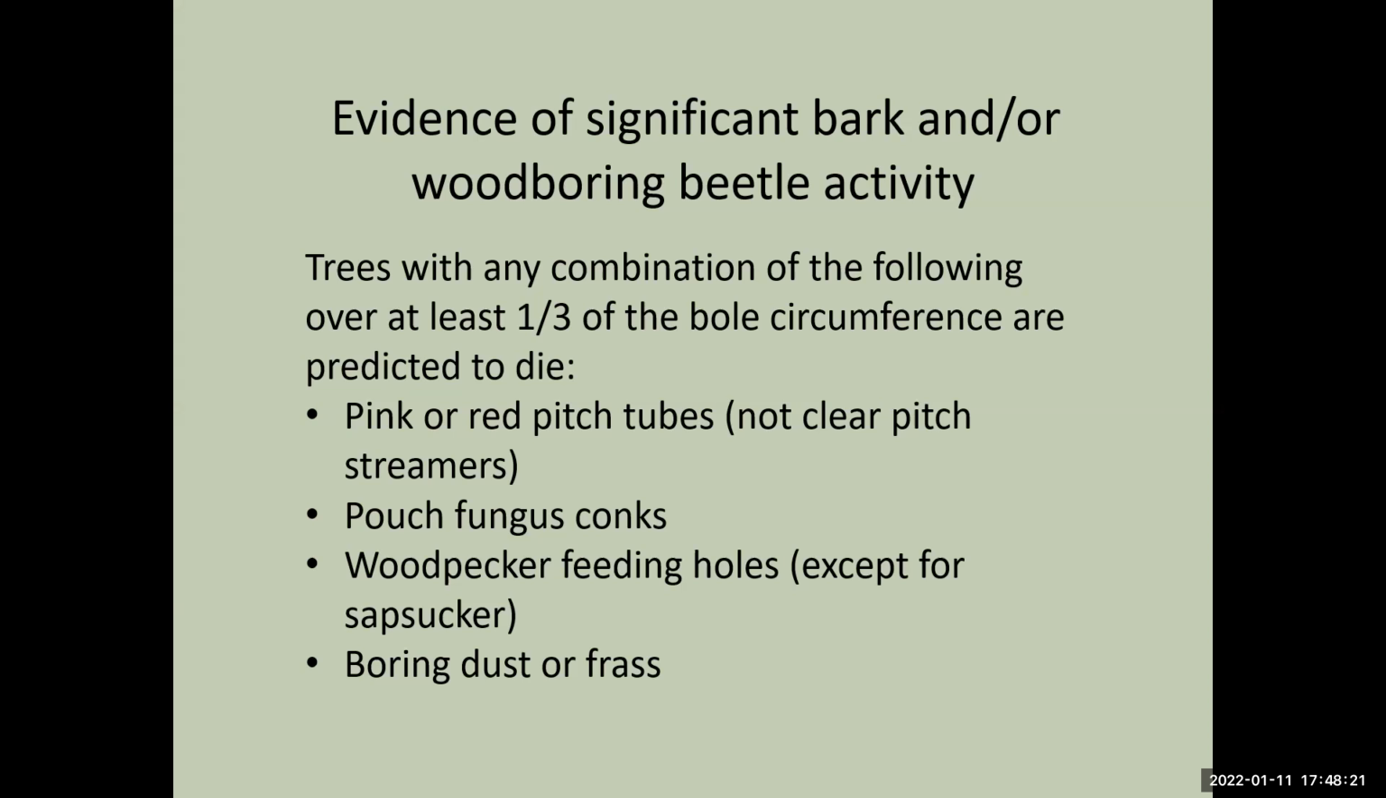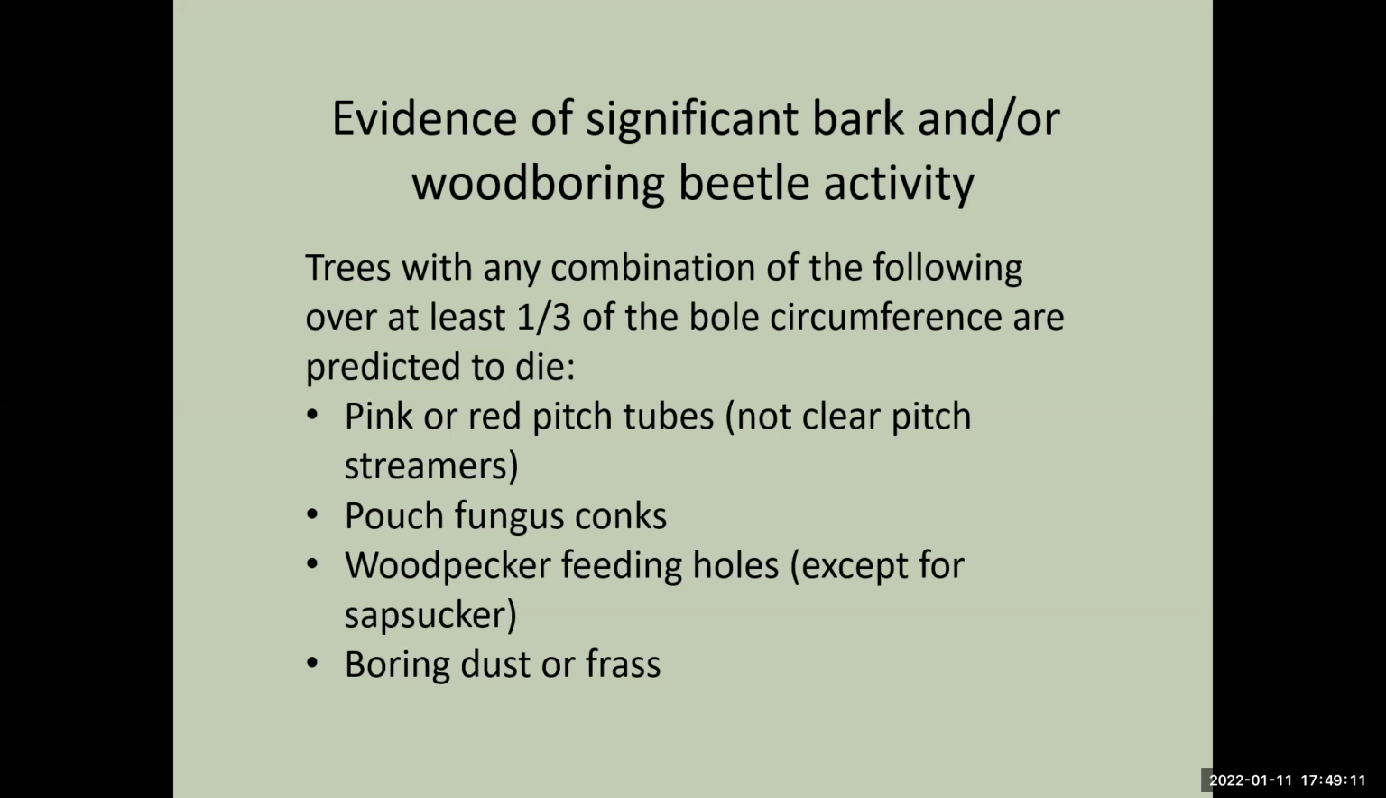You can simply walk up to the tree and look for these other indicators, such as pink or reddish pitch tubes from bark beetles, and pouch fungus conks, where beetles have entered and exited the tree and allowed spores of the cryptoporus fungus to invade the tree. You can also see where woodpeckers are feeding on the wood-boring beetle larvae and the bark beetle larvae. They're excavating holes in the trees. And then some other areas where beetles are just pushing out boring dust and frass. All of these indicators show that there's a lot of insect activity in the tree. And if these indicators cover at least a third of the whole circumference, we pretty much call those trees goners, and there's no need to really spend any time looking at the crown damage or the cambium damage.